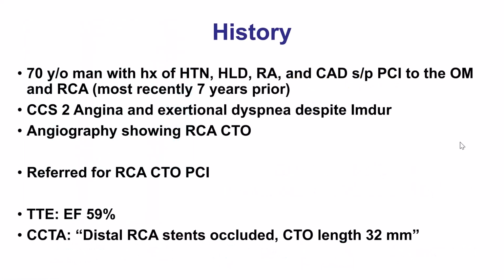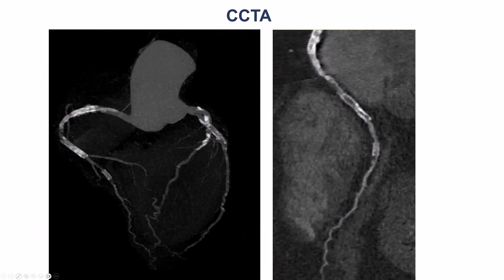The patient had multiple risk factors and previous stenting of the right coronary artery, presenting with angina and found to have an occlusion of the right coronary artery. EF was normal, and he had a coronary CT angiogram that showed an occlusion of the previously placed distal right coronary artery stents with an estimated length of about 32 millimeters. We see on the MIP that there is another stent into the PDA, and there is good quality distal vessel with a distal cap at the bifurcation.